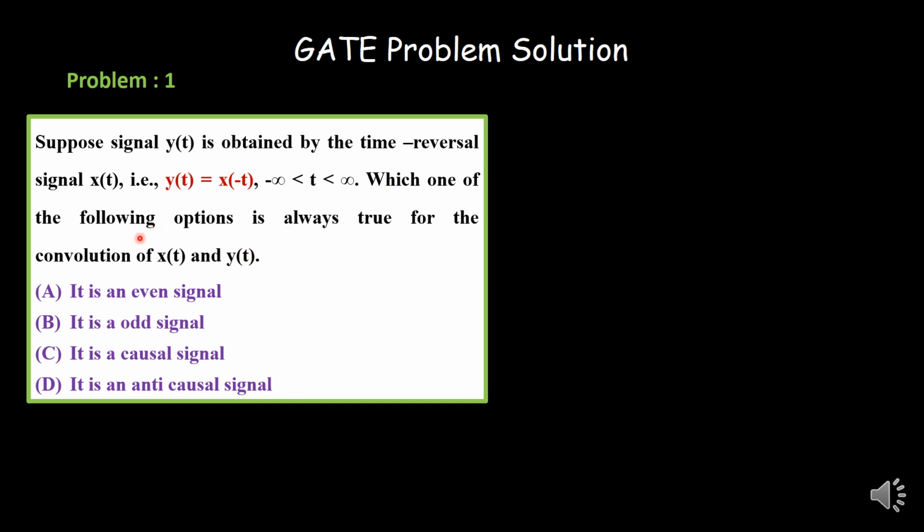So it is an MCQ type of question. Only one option will be the correct one among these four options. So here signal y of t is given as time reversal signal. We need to find the nature of convolution of x of t and y of t. Okay, so let me write the signal. Let me start solving the problem.